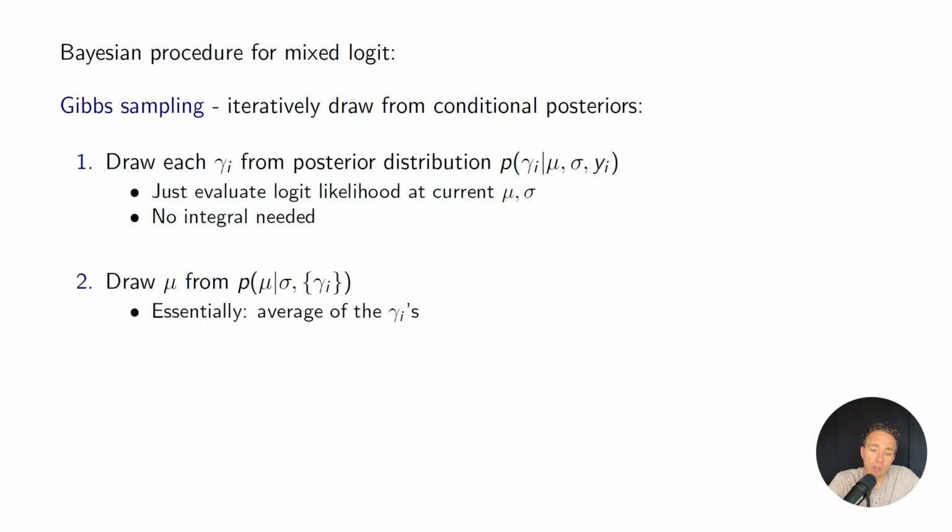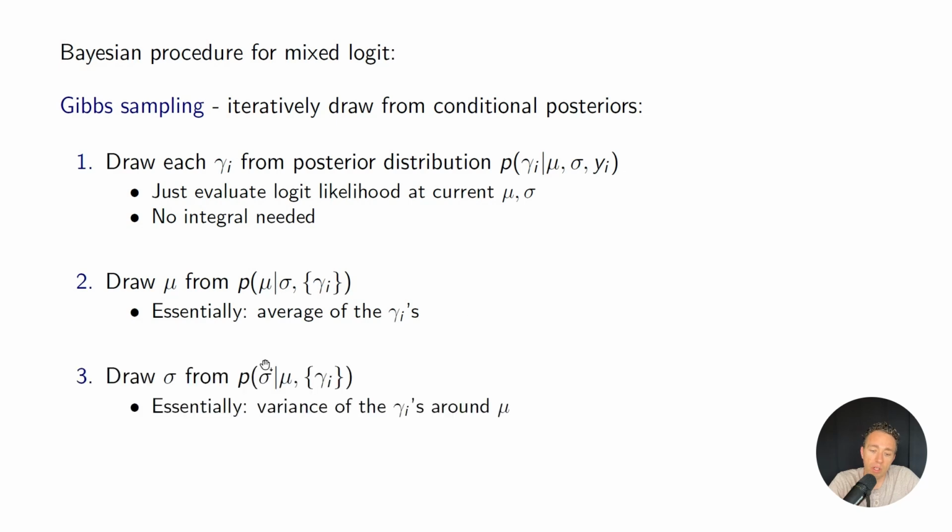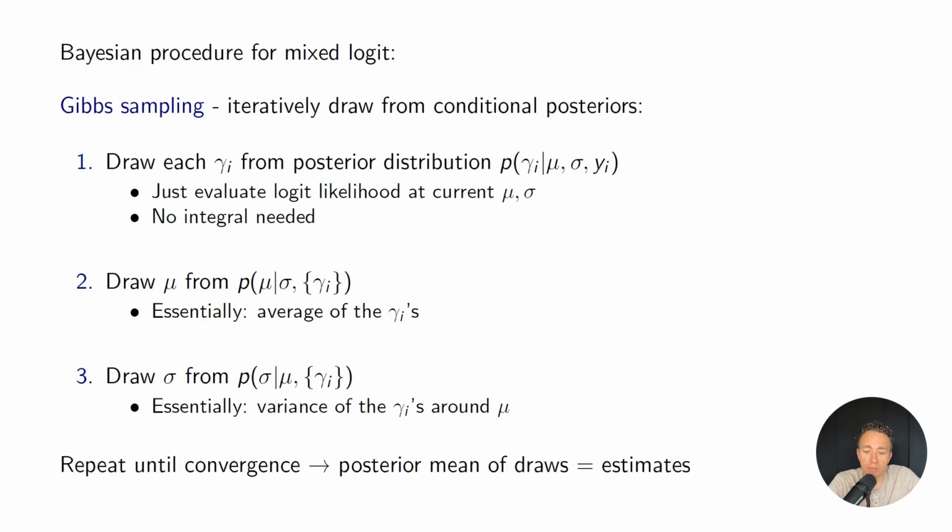Then, given the values of these gammas that we have, we're going to draw mu from this conditional posterior, and then we're going to draw sigma from this conditional posterior. And then we're just going to repeat this until we get convergence, meaning that the posterior means don't change across iterations, just like we would with the EM algorithm.